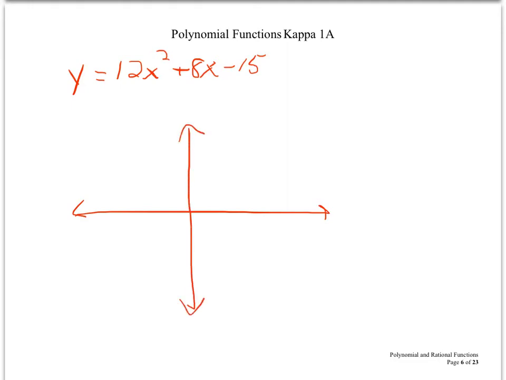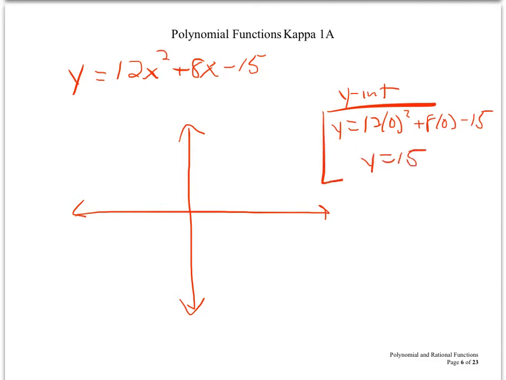So take this function and put it in your calculator. Ask your calculator what the minimum is. We know what our roots are. We can find the y-intercept. I want you to show the work for that. To find that, you're going to put 0 in for your x's. Get a y-intercept of 15.